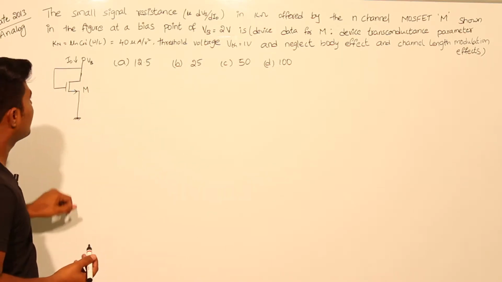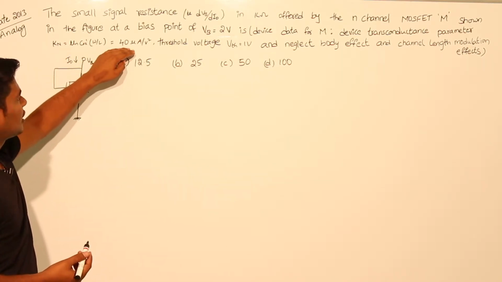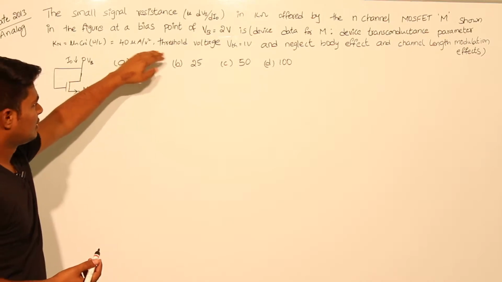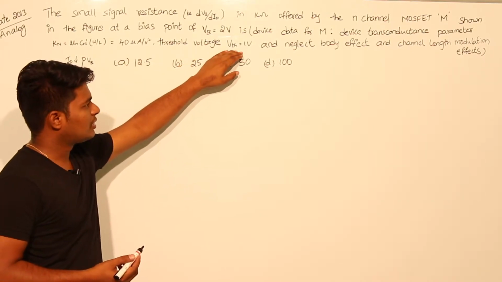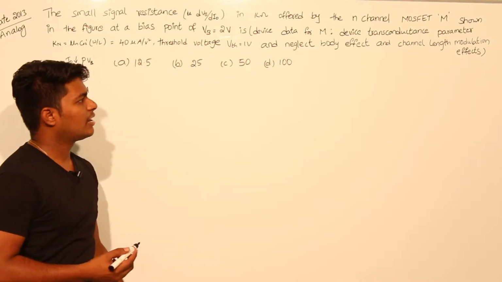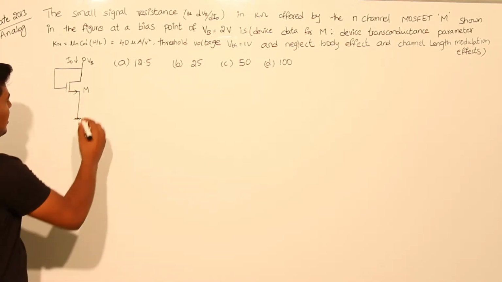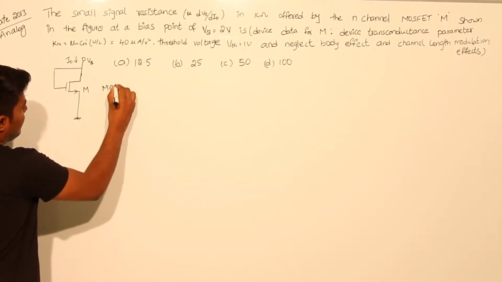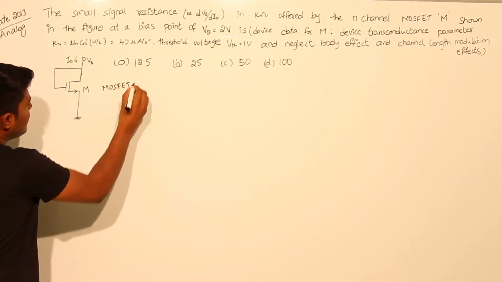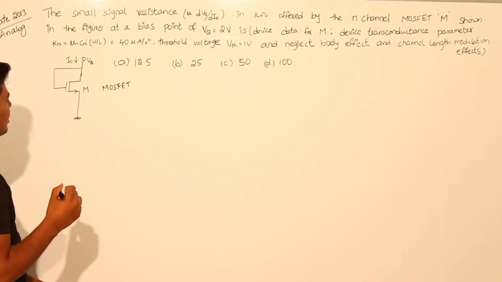Device transconductance parameter Kn equal to 40 microamps per V square, threshold voltage VTH equal to 1 volt, and we should neglect body effects and channel length modulation. Now if you observe this figure, M is the MOSFET, and we need to find out the terminals.